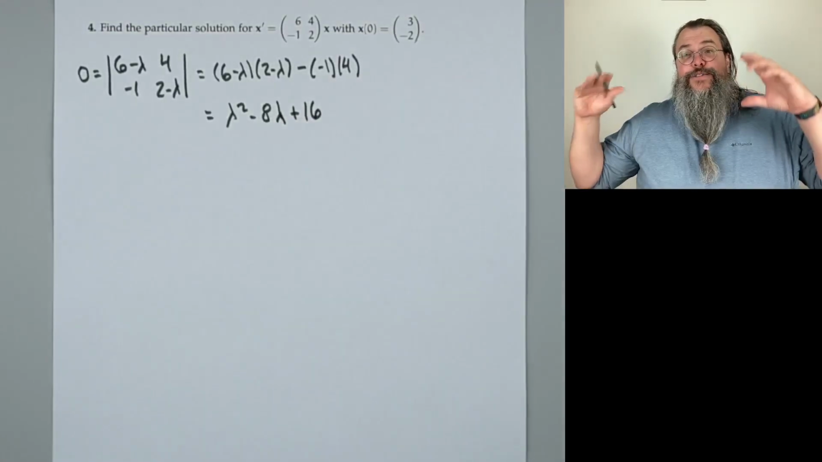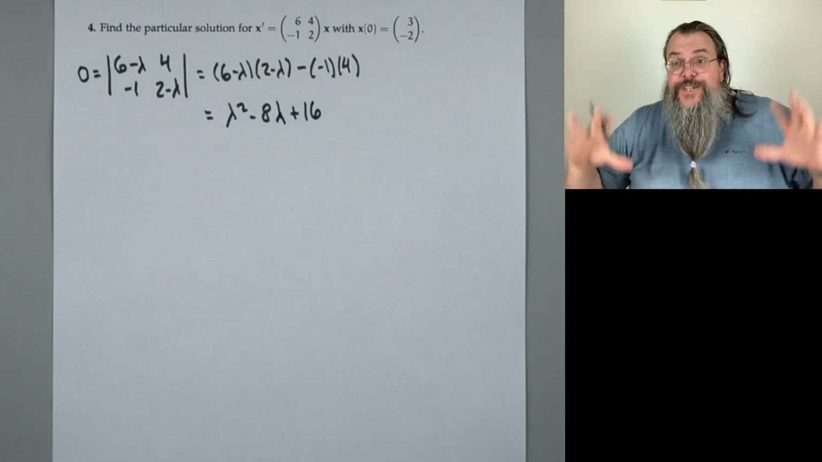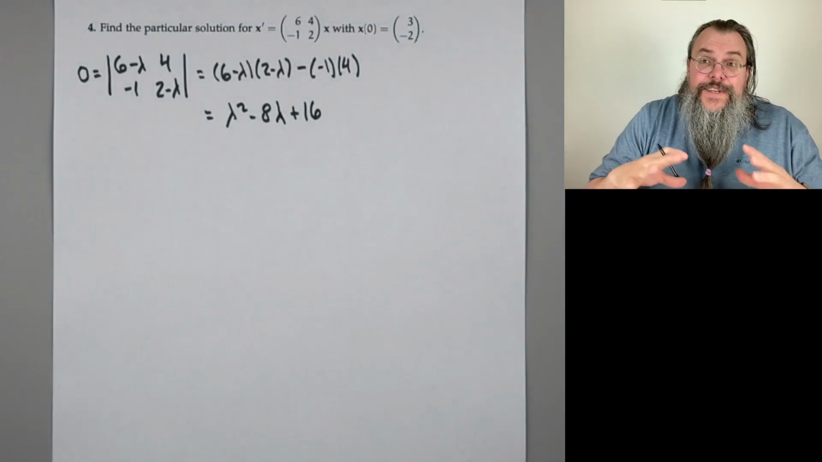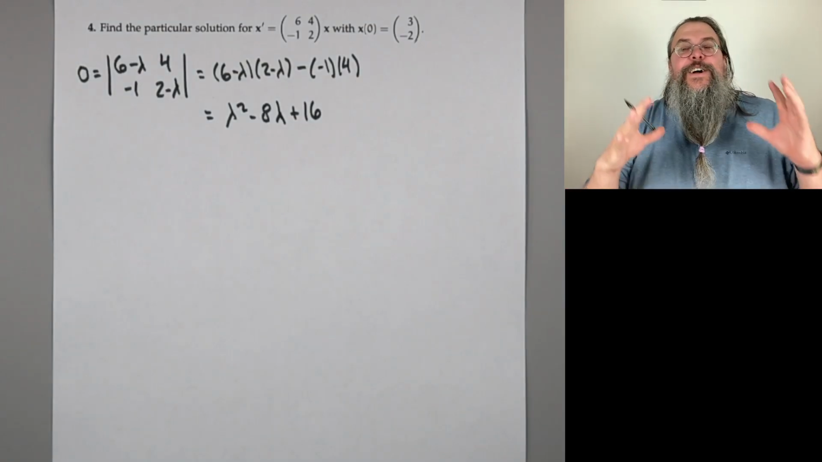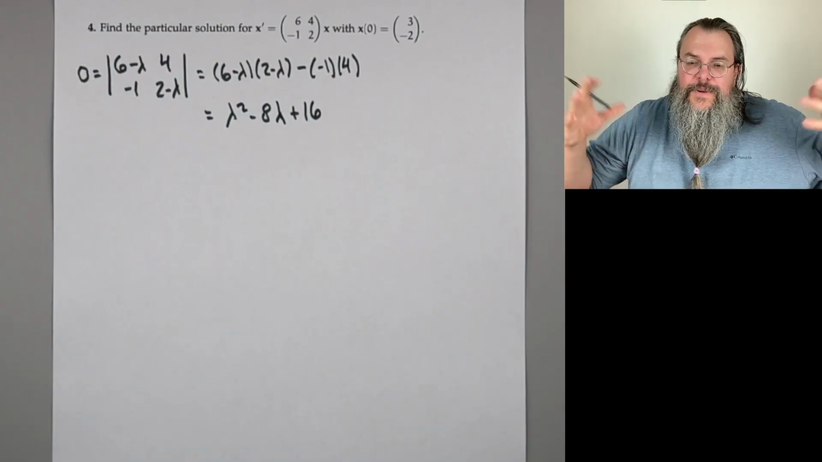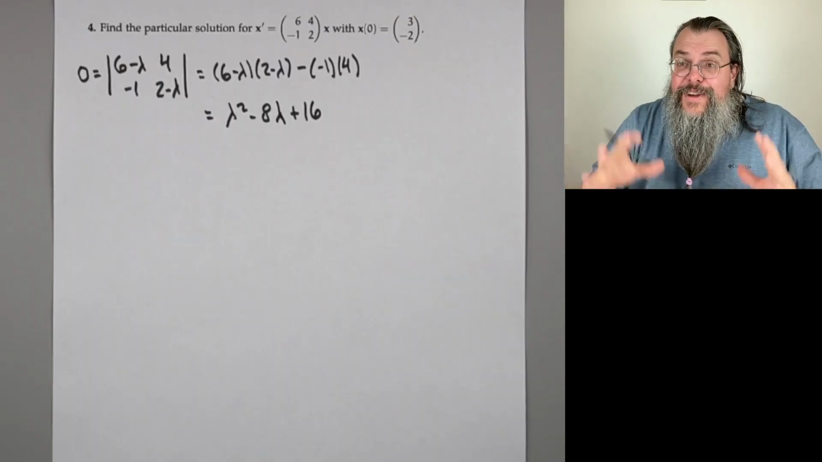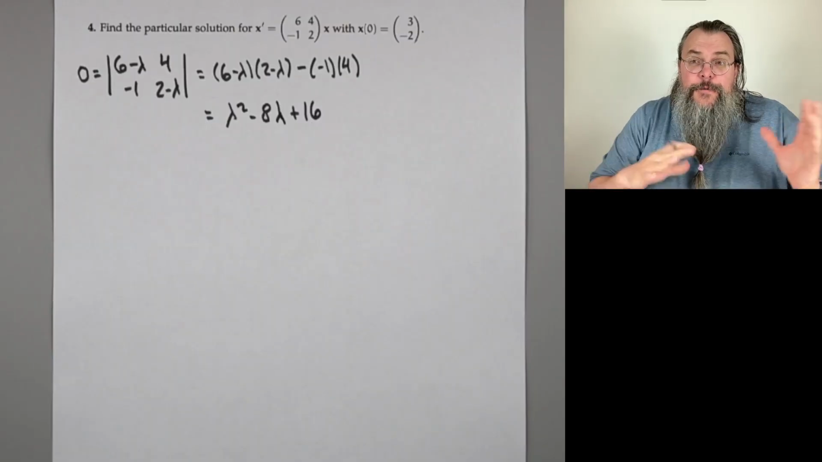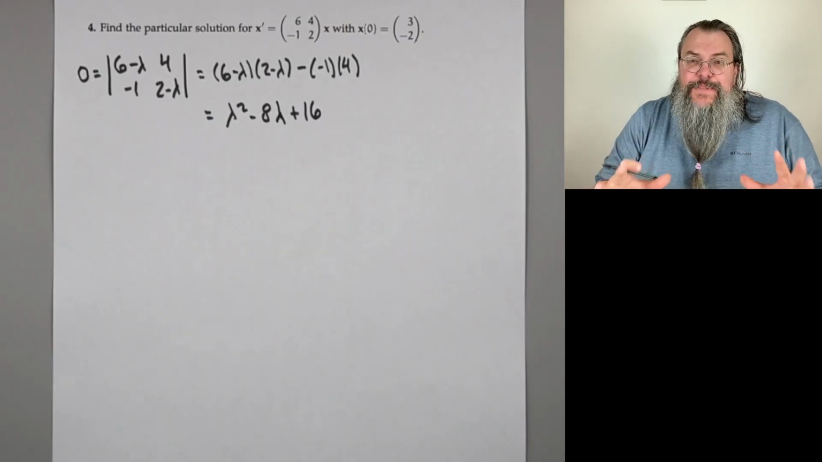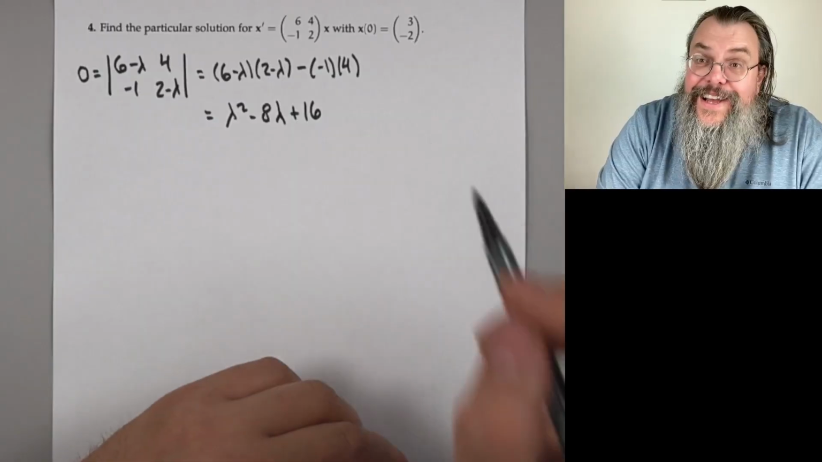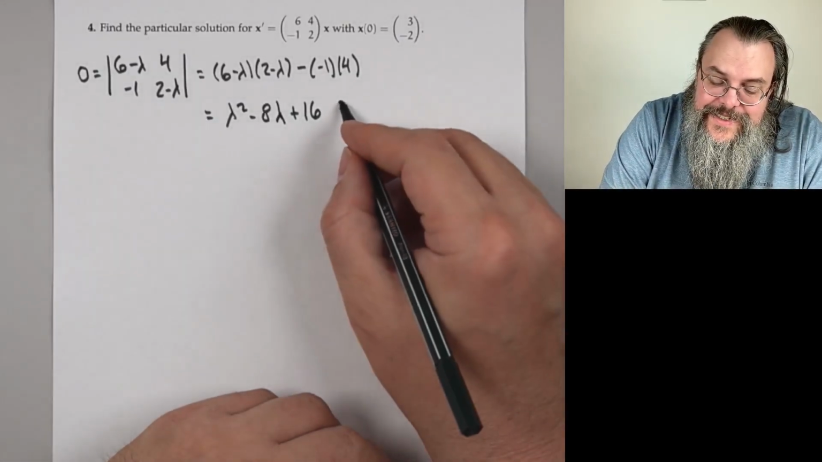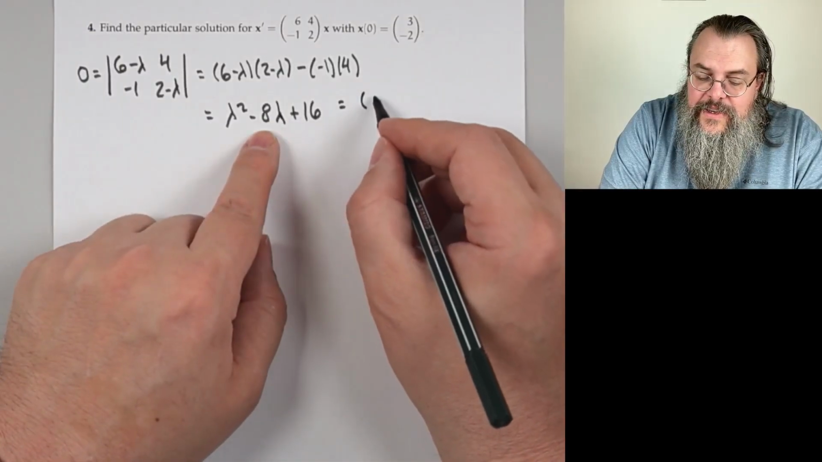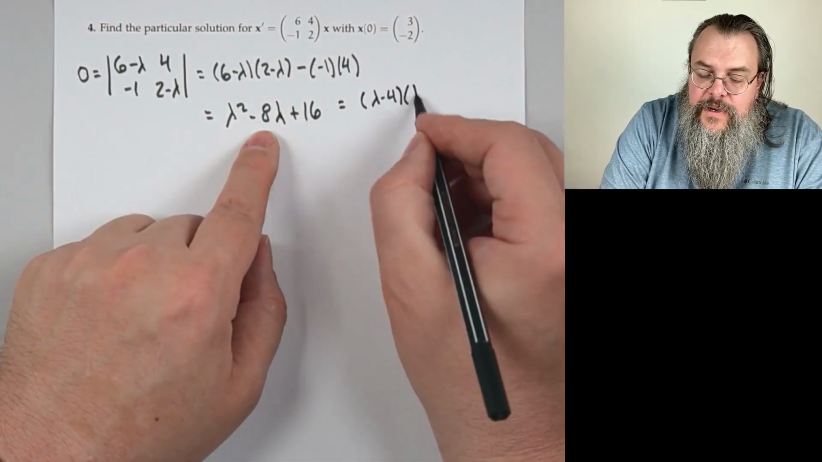Okay, now, spoiler alert. Your teachers like you. They're going to give you nice numbers to work with, which means this will factor. Or with the quadratic formula, it'll get complex, but it'll still be nice numbers. If they're not nice numbers, something happened. Hopefully it's not that they weren't paying attention, but something happened. Okay, so does this factor? Yes, it does. Looking for two numbers that multiply to 16 and add to negative 8. Well, it's lambda minus 4, lambda minus 4.